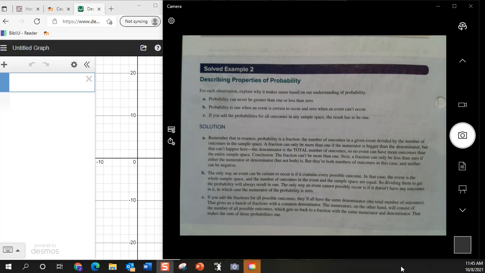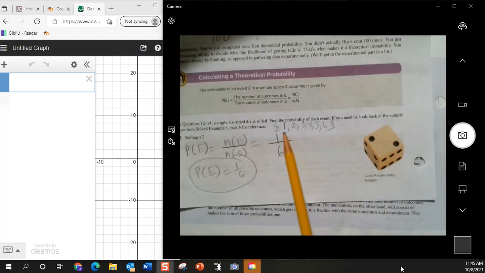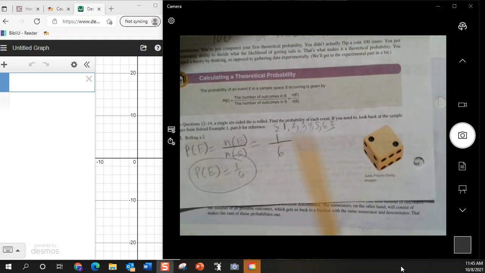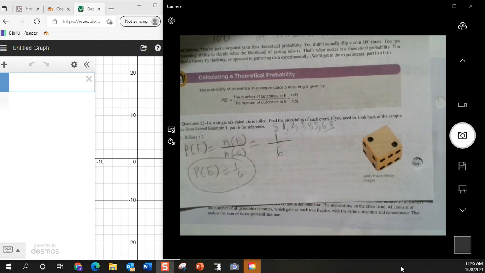Because remember, all of those are fractional parts. And just like with the dice example, if you look here and count them, this would be 1/6, 1/6, 1/6, 1/6, 1/6, and 1/6. Because each of them is 1 out of 6, and that will equal 6/6 once you add them up. So that is a true statement as well.